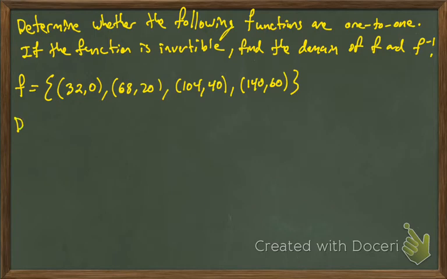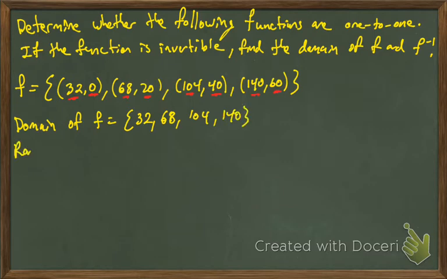Let's go ahead and knock this out: is this invertible? And the answer is yes. I do not see any repeating y, so that means it's one-to-one or invertible. There are also no repeating x's, so it is a function. The domain is going to be all the Fahrenheit values, which would be 32, 68, 104, and 140 from our set of ordered pairs. And the range is going to be Celsius, so that's going to be 0, 20, 40, and 60.